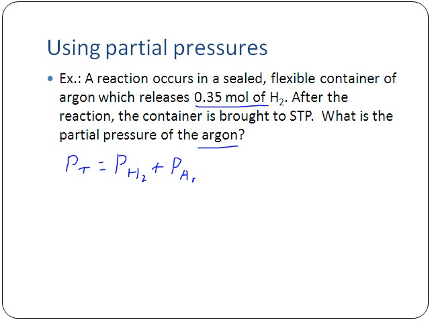So let's see what we know. We know the container is brought to STP. If it's brought to STP, that means the total pressure has to be 760 torr. And this would equal the partial pressure of the hydrogen, which it doesn't say what that is, plus the partial pressure of the argon, which is what we're looking for. So we got one piece here, but we have to find the partial pressure of the hydrogen. And we know the number of moles of hydrogen.